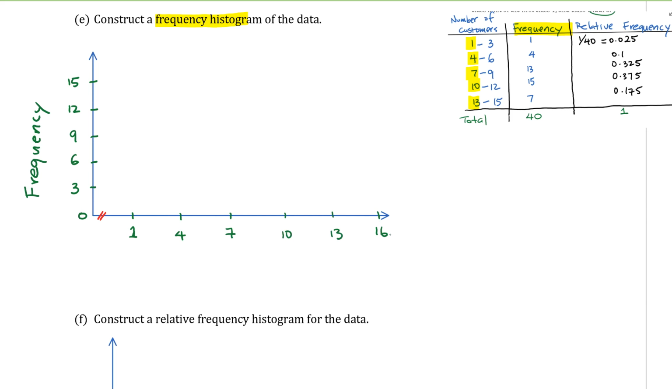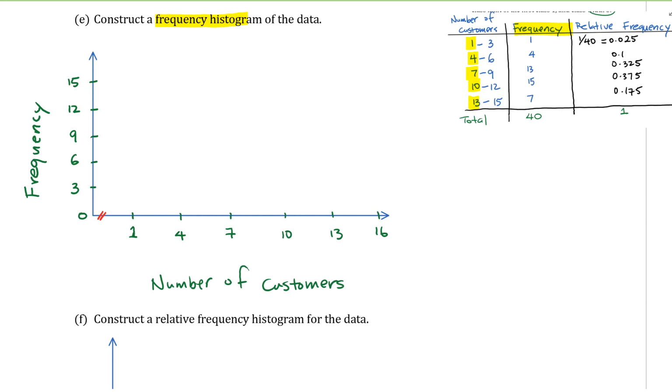And this is the number of customers waiting at 6 p.m. All right. Now let's make the frequency. The first class is 1, with a frequency of 1. So I'm going to draw up high to 1.